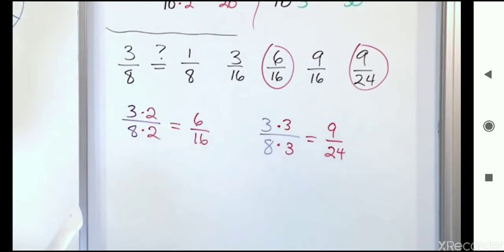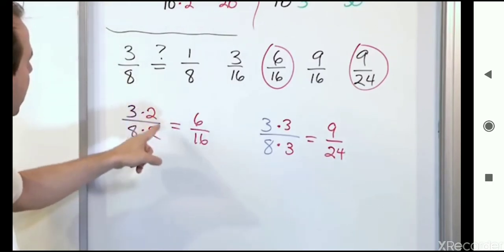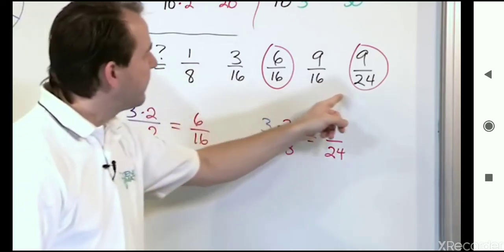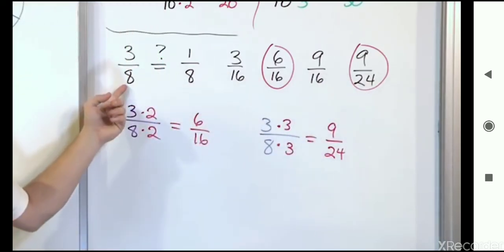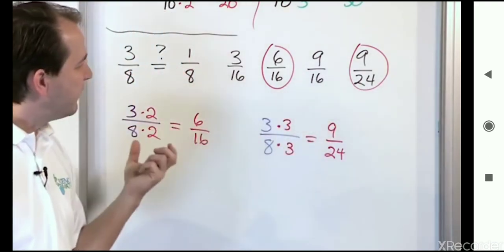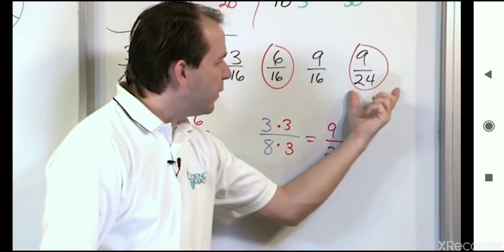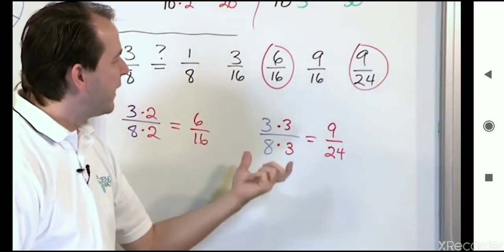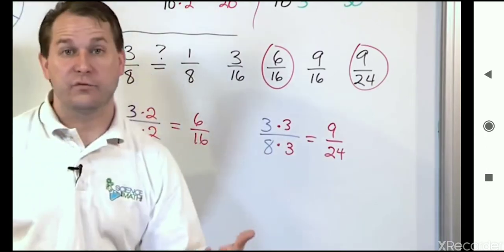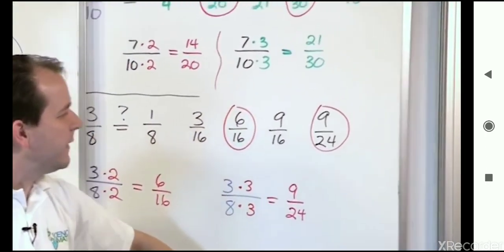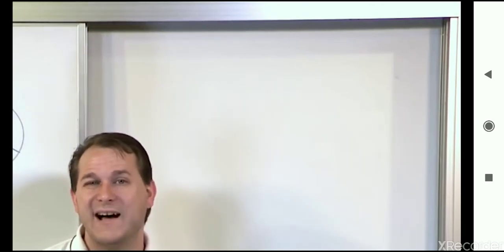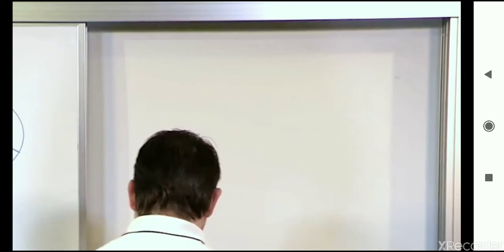And those are going to be the only answers, because if I multiply by 4 on the bottom, 8 times 4 is 32. I don't have any 32s on the bottom. 8 times 5 is 40. I don't have any 40s on the bottom. So there's nothing else that matches. But what this is showing is that 9/24 is exactly the same fraction as 6/16, which is also exactly the same fraction as 3/8. You can multiply a fraction by anything you want as long as you do it to the top and to the bottom at the same time.